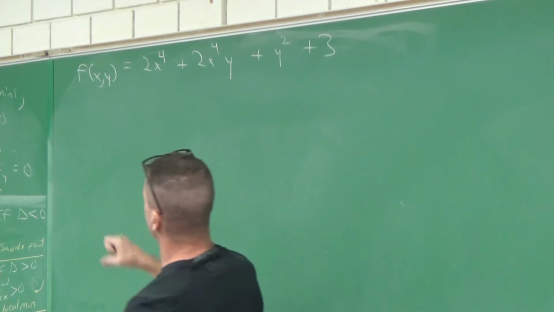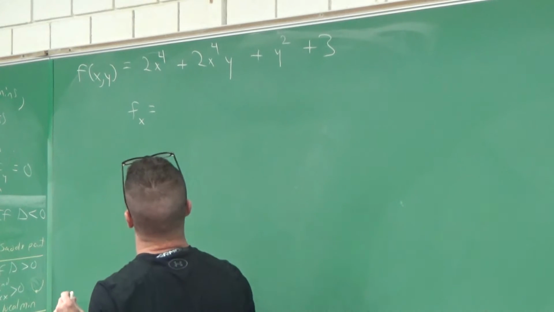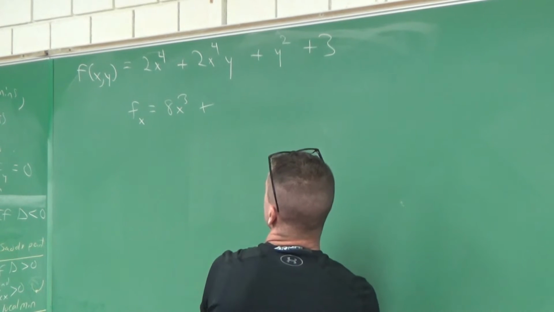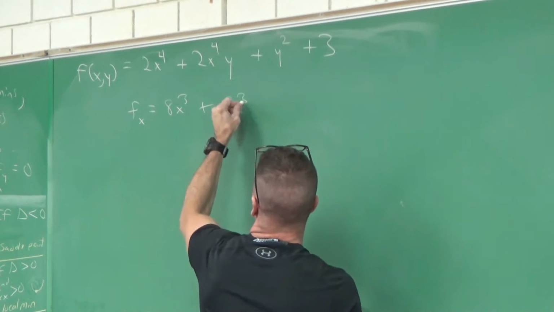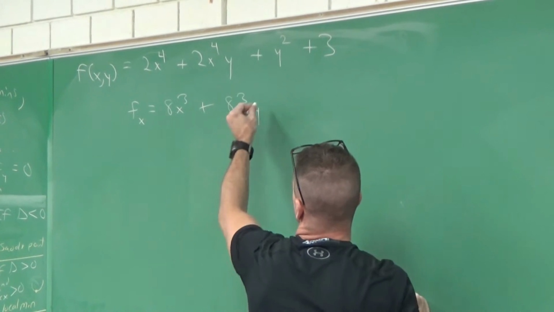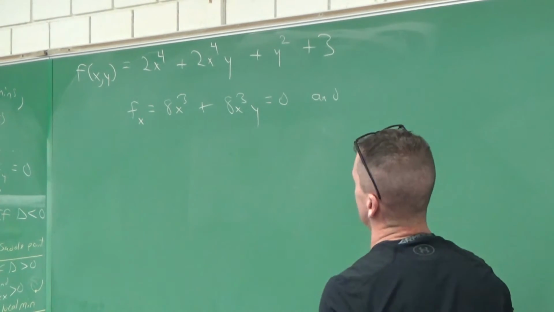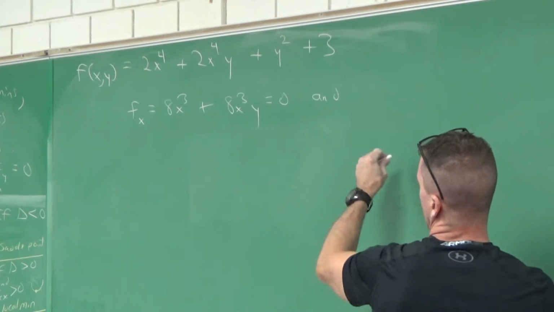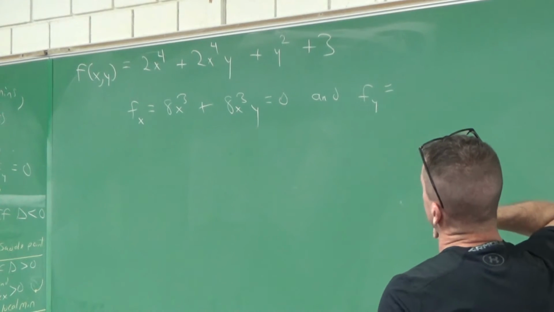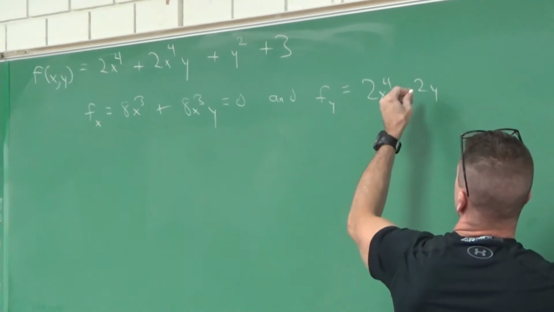So our first step, step one, let's find the critical points. Let's set fx equal to 0. What's fx? 8x cubed plus, be careful there, 8x cubed y. Was everyone okay with that? Very good. Is that it? I'm going to put the word and, because it is a system. So we're thinking it's got to be points that make that true and make this true. What's fy? So it's 2x to the fourth plus 2y. That's it, right? Equals 0.